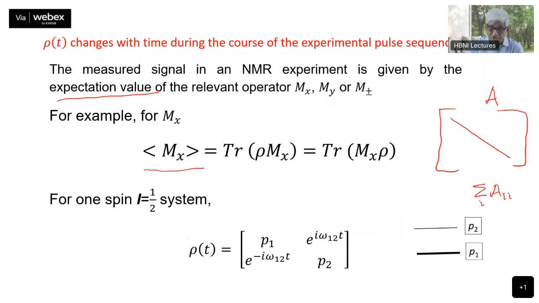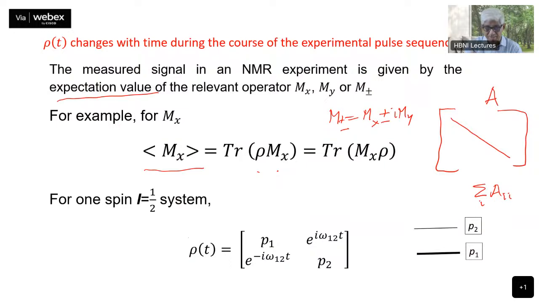Mz anyway you cannot measure, so you measure either Mx or My or M plus minus. M plus minus is Mx plus minus iMy. So if you are detecting along the x-axis or the y-axis or somewhere in between, then you are actually detecting M plus minus. Assuming that you are doing Mx here, the measurement is mathematically given as trace rho Mx, the density matrix multiplied by Mx.